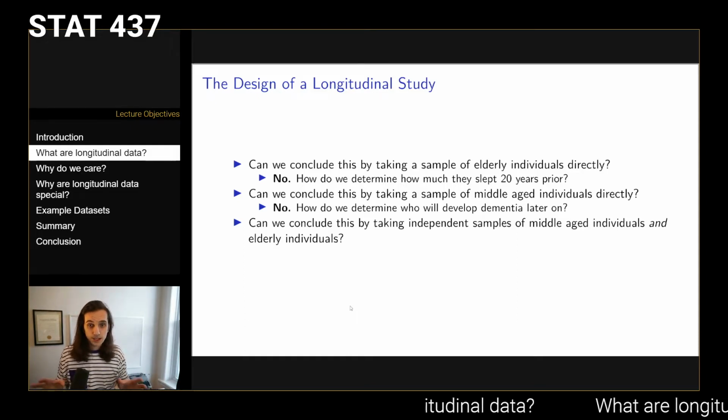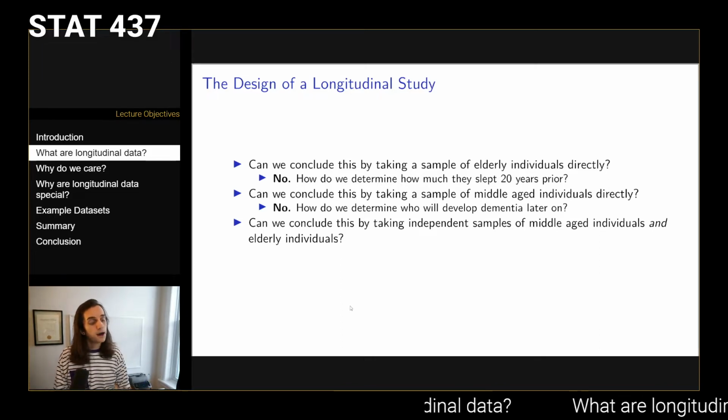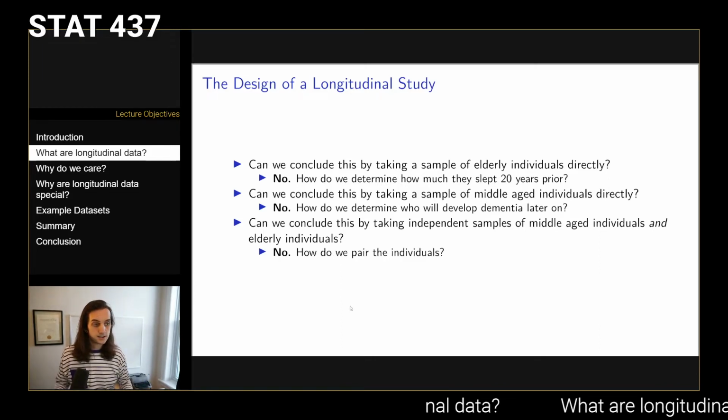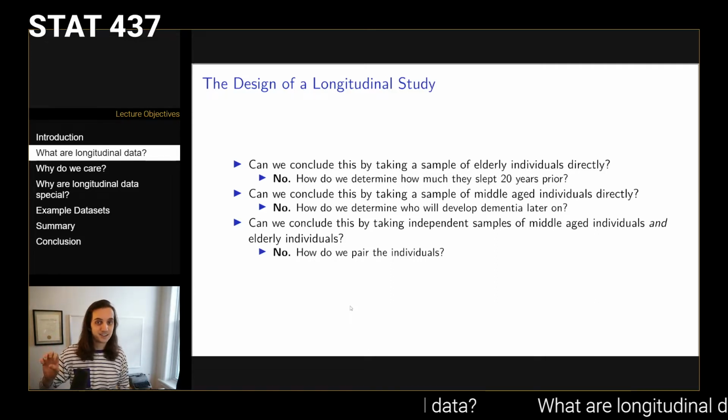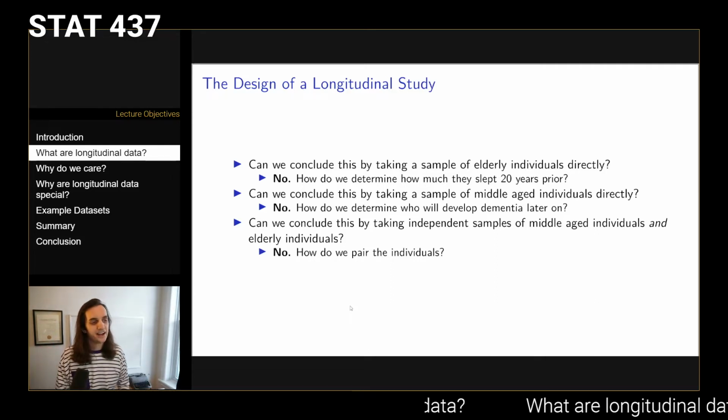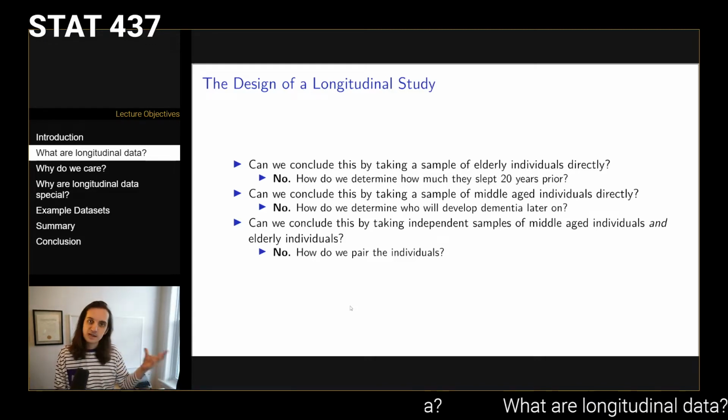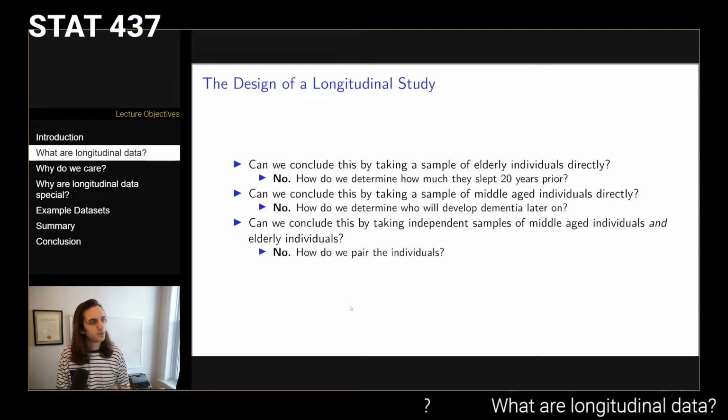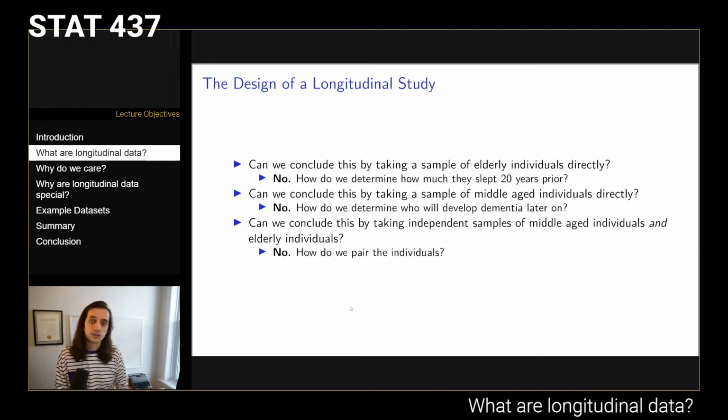So can we take samples of middle-aged people and elderly people and somehow combine them? Of course, the answer is no. We don't have any way of saying this middle-aged person corresponds to this elderly person if they're samples of different people. Again, we would need to know how much the elderly people were sleeping when they were middle-aged, or we would need to know which of these middle-aged individuals is going to go on to develop dementia.